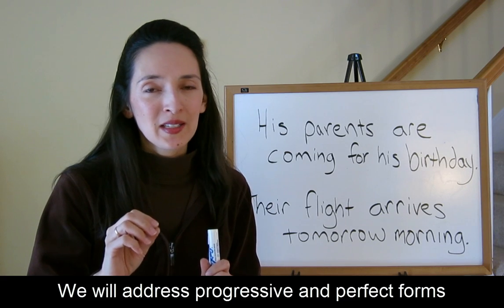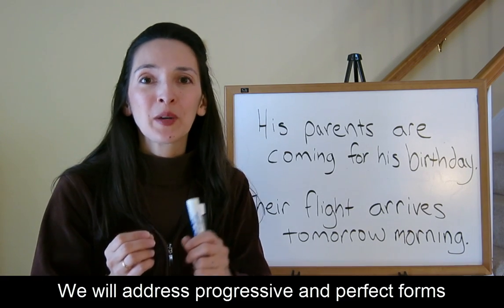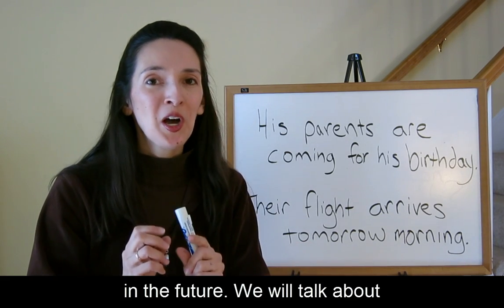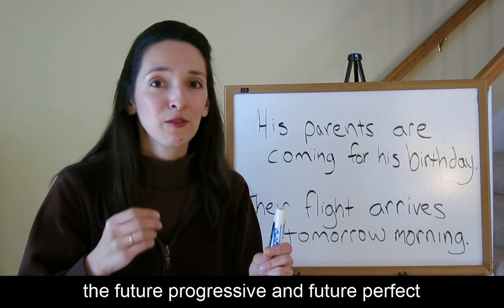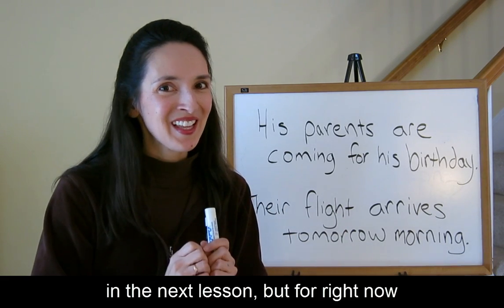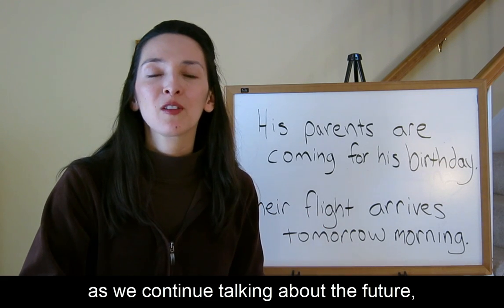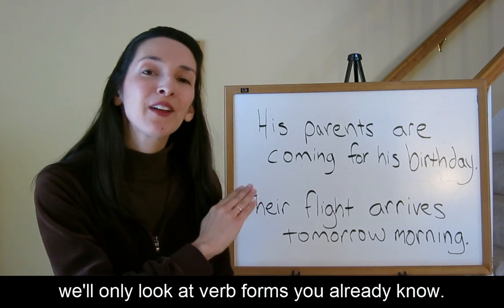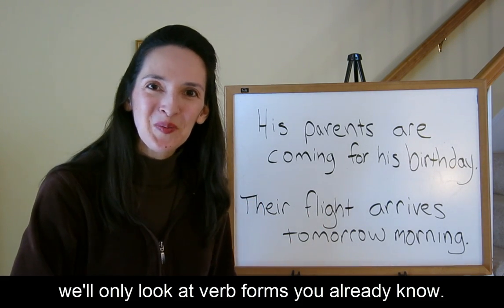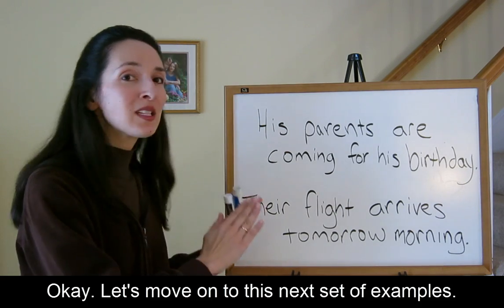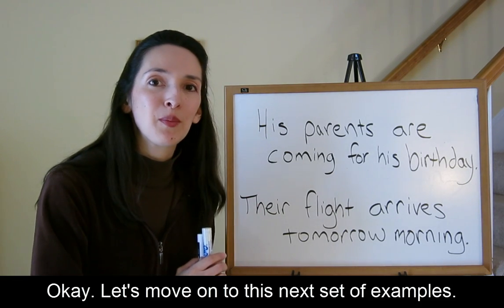We will address progressive and perfect forms in the future. We will talk about future progressive and future perfect in the next lesson. But for right now, as we continue talking about the future, we'll only look at verb forms you already know. Okay, let's move on to this next set of examples.